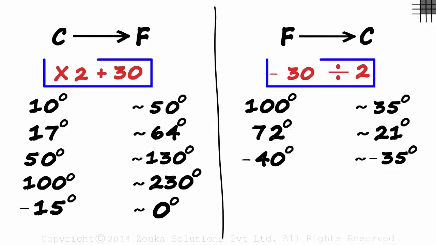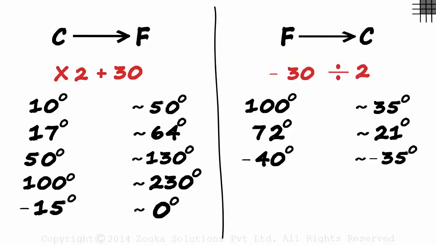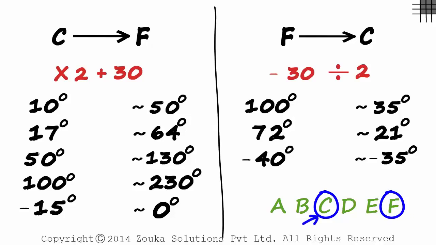But what if you forget the ways of conversion? Remember, for the same temperature, Fahrenheit is always larger, so multiplying it with 2 and adding 30 will definitely give us a larger number. To convert from Celsius to Fahrenheit, we multiply and add. And as Celsius is a smaller number, we subtract 30 and divide by 2. One good way to remember this is that C comes before F, so C is smaller than F.